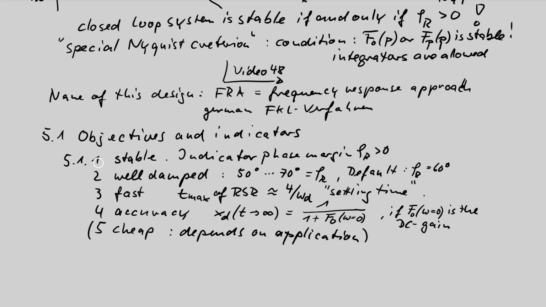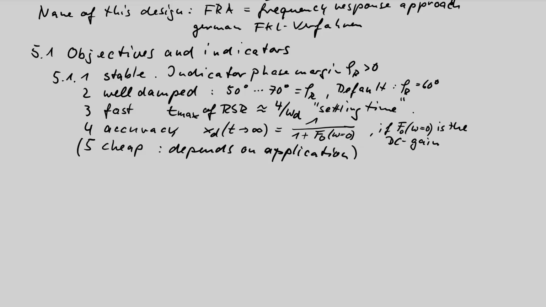Now the points 1 and 2 indicators, the phase margin, were just explained in the Nyquist criterion, so I don't want to spend more time on this. But the indicators 3 and 4 have to be explained a little bit more deeply. Explanation: indicator 3, the speed indicator.